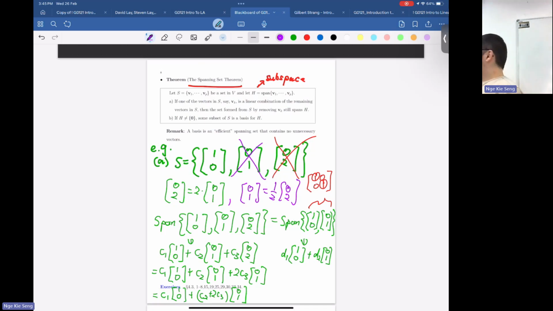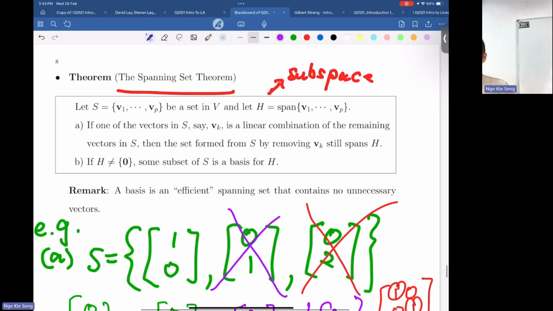Later we'll use it to show something on bases. So please remember this. What's the remark here? As long as you have a spanning set, you can throw away the linearly dependent vectors until you become a basis. This is the essence of this theorem.